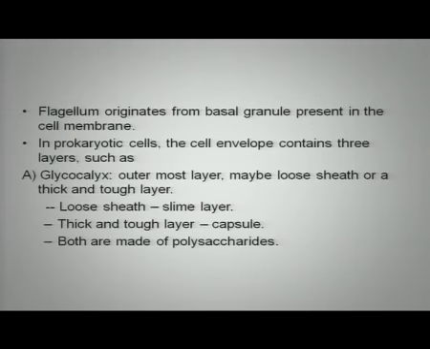In prokaryotic cells, the cell envelope contains 3 different layers. The first one is the glycocalyx. It is the outermost layer and it may be loose or it may be a thick and tough layer. If it is a loose sheath, then it is known as the slime layer. If it is a thick and tough layer, then we call it a capsule. Both are made up of polysaccharides.